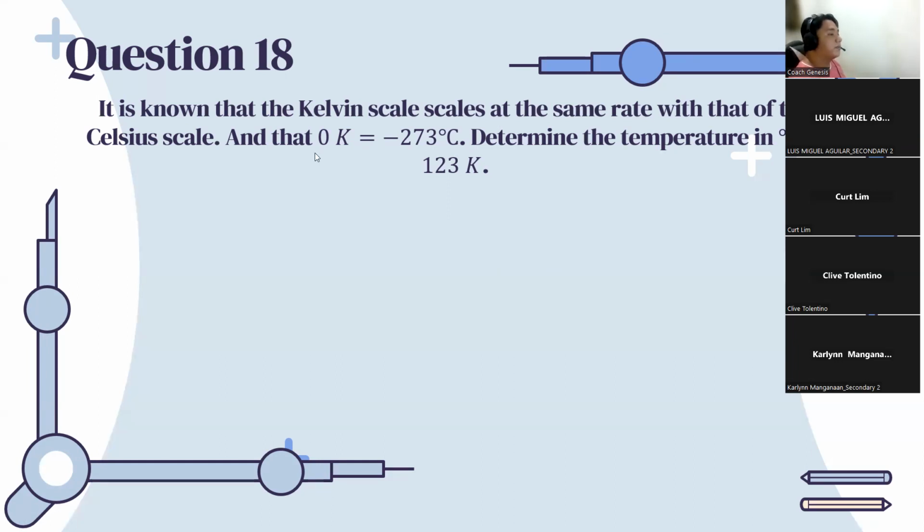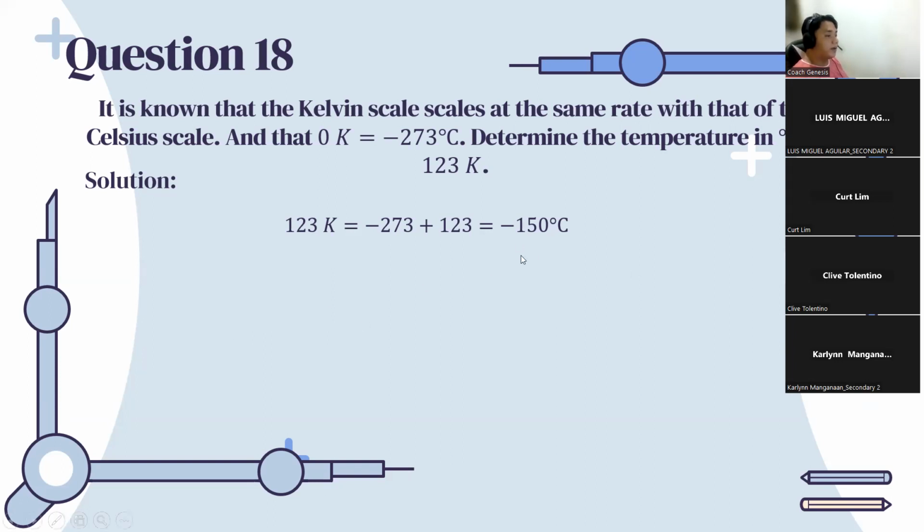Okay, so it says here same rate, which means that if the Kelvin scale increases by 1, then the degree Celsius scale also increases by 1. So that means that if you have 123 Kelvin, that will just be equal to negative 273 degrees Celsius plus 123, which is equal to negative 150 degrees Celsius. We can then convert negative 150 degrees Celsius into Fahrenheit.